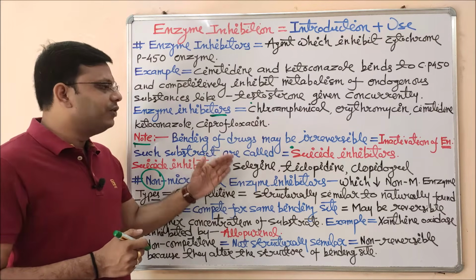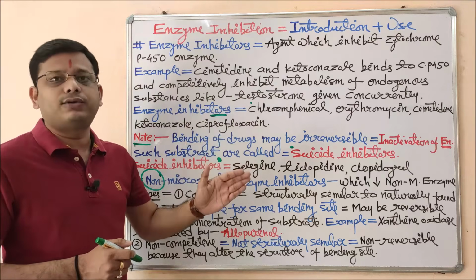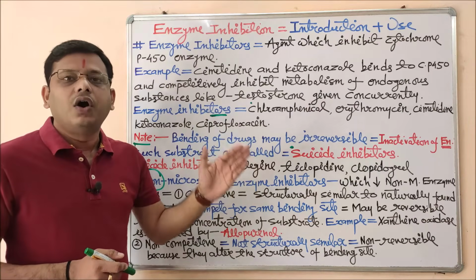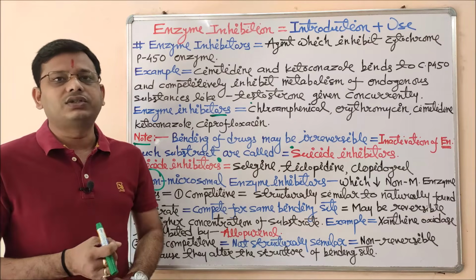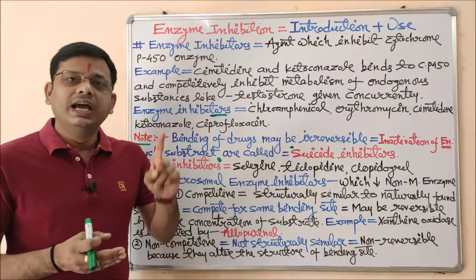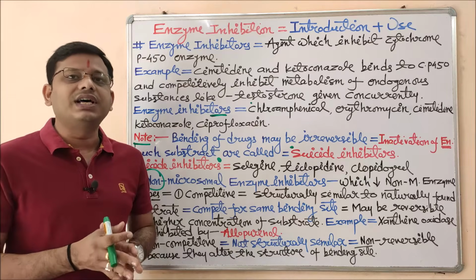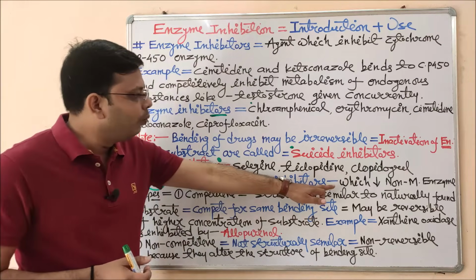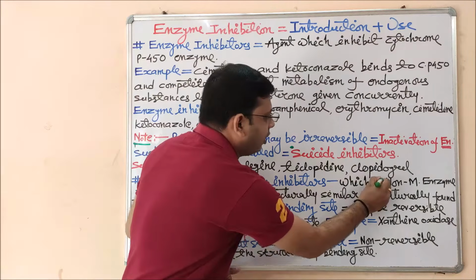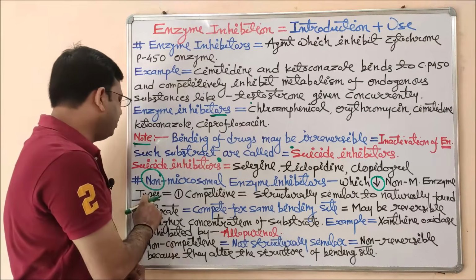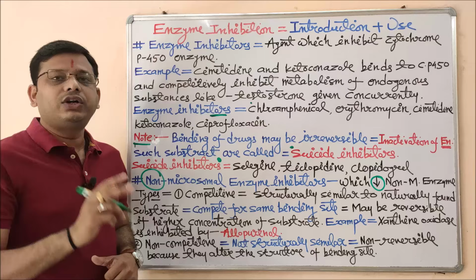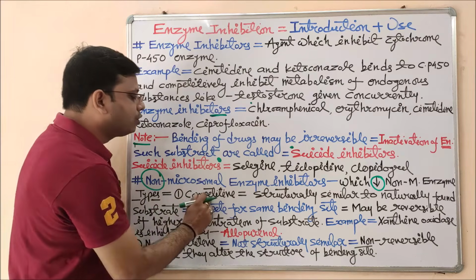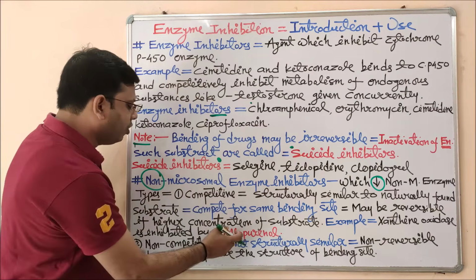All those drugs which inhibit the non-microsomal enzymes, like xanthine oxidase, aldehyde dehydrogenase and alcohol dehydrogenase, are termed non-microsomal enzyme inhibitors. These also have two main types. The first one is competitive and the other one is non-competitive.